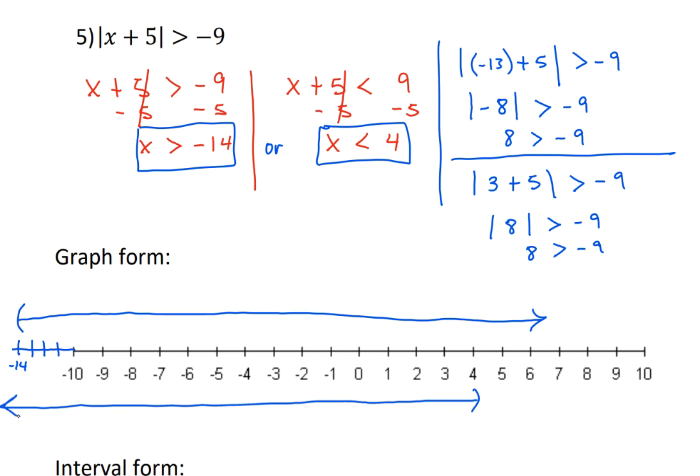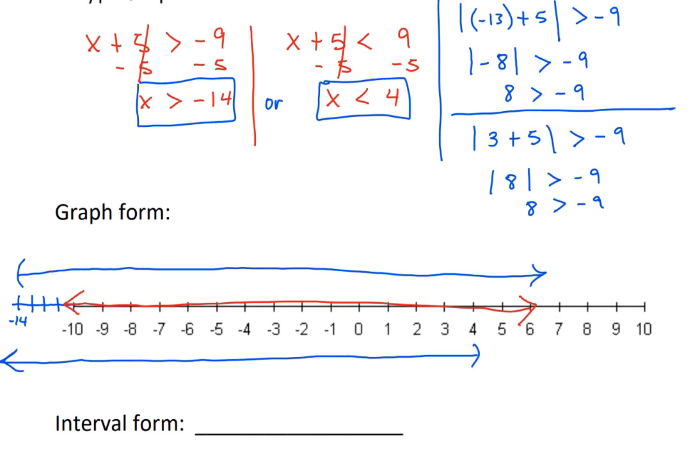If I put anything that's on either line together on the graph, this one goes forever to the right, the bottom one goes forever to the left, and they completely overlap each other. So that means the whole number line is covered. So I can just put an arrow going to the left and an arrow going to the right. That means our interval for our solution set is going to be from negative infinity to positive infinity.